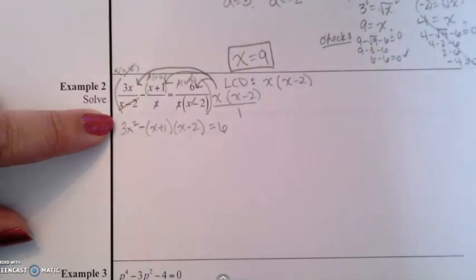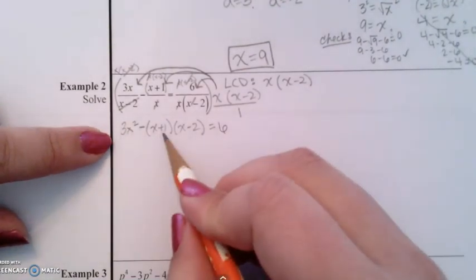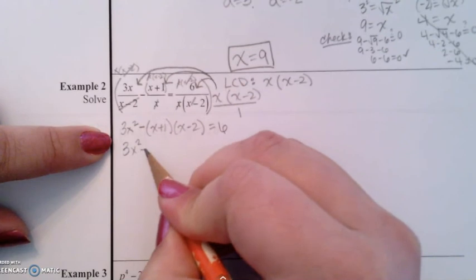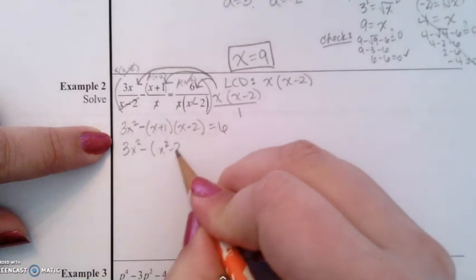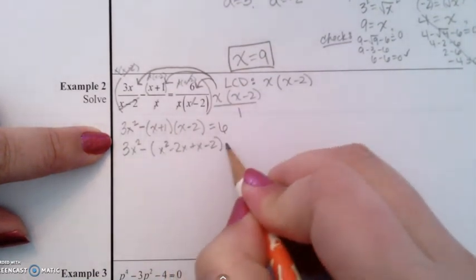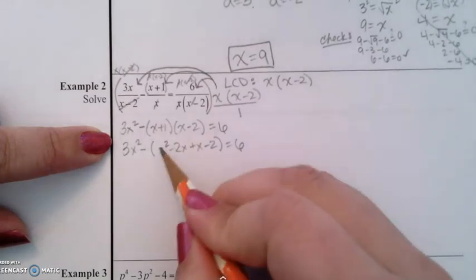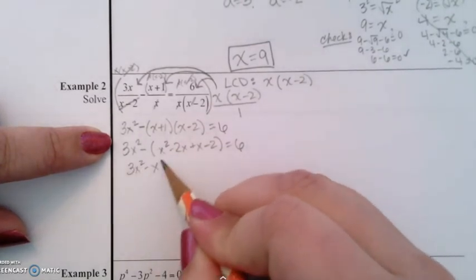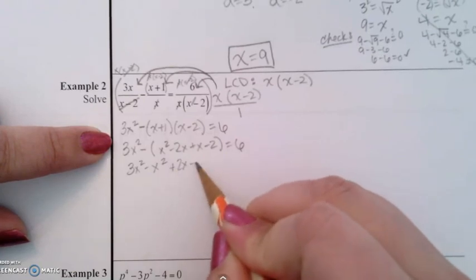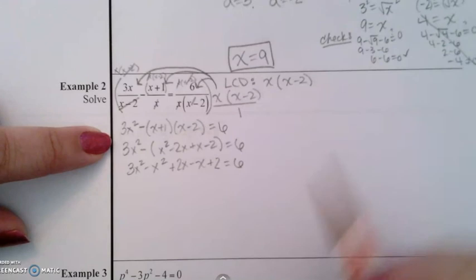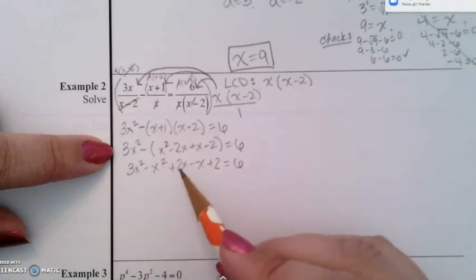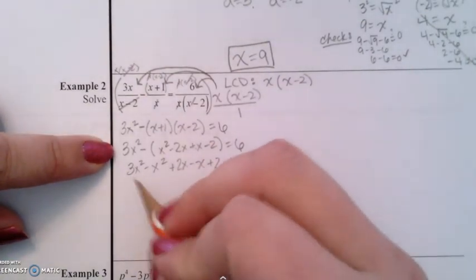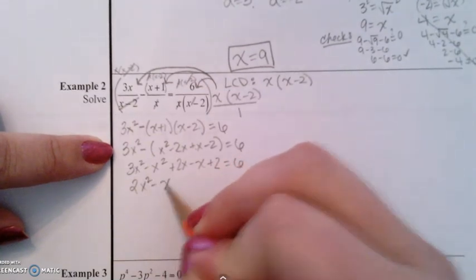Clearing the fractions, I should not have any denominators left if I used the proper LCD. So now I need to distribute here. 3x squared minus, I'm going to leave it in parentheses so that I don't miss a negative. X squared minus 2x plus x minus 2 equals 6. Distribute that negative. 3x squared minus x squared plus 2x minus x plus 2 equals 6. And then we'll collect like terms. Now we could have collected like terms here, but either way we'll have to collect like terms here. So collecting like terms, we have 2x squared minus x plus 2 equals 6.